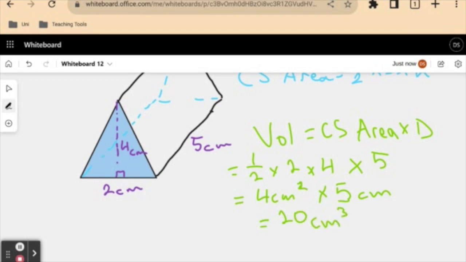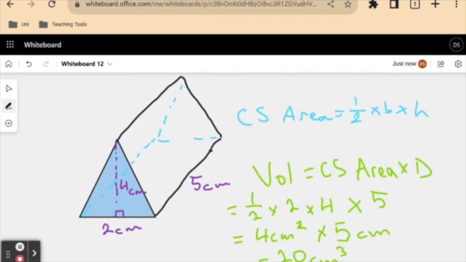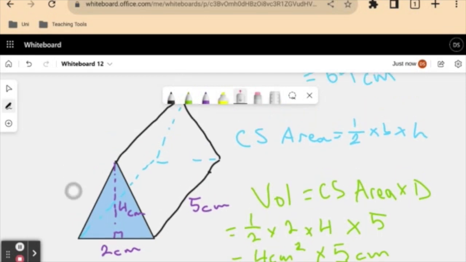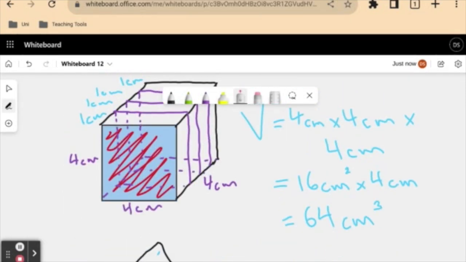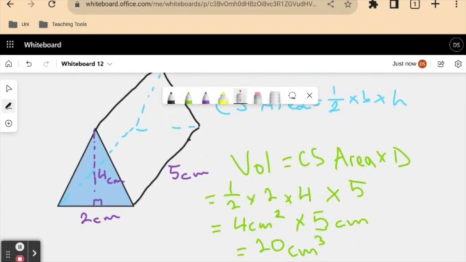And our different volumes depend on, at least for prisms, our cross-sectional area that we establish. So this could be a trapezium, a parallelogram, a triangle, a square, a rectangle. But in order to find our volume, whatever gives us our initial cross-sectional area, we multiply that by the depth.